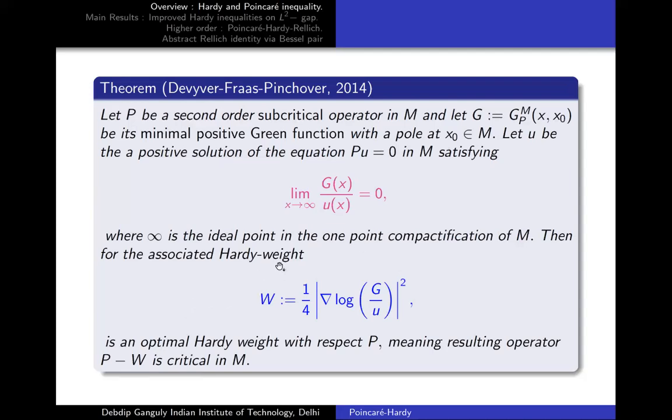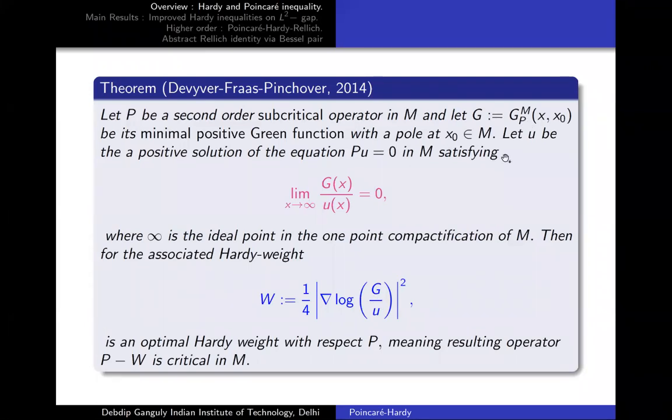I have a question. Is the Green's function you define in terms of P or the standard Laplacian? What is the definition of this Green's function? It is in terms of the elliptic operator P. Since I said that P is a second order subcritical operator, there always exists a Green function. This is an abstract result. This is the Green function with respect to P.